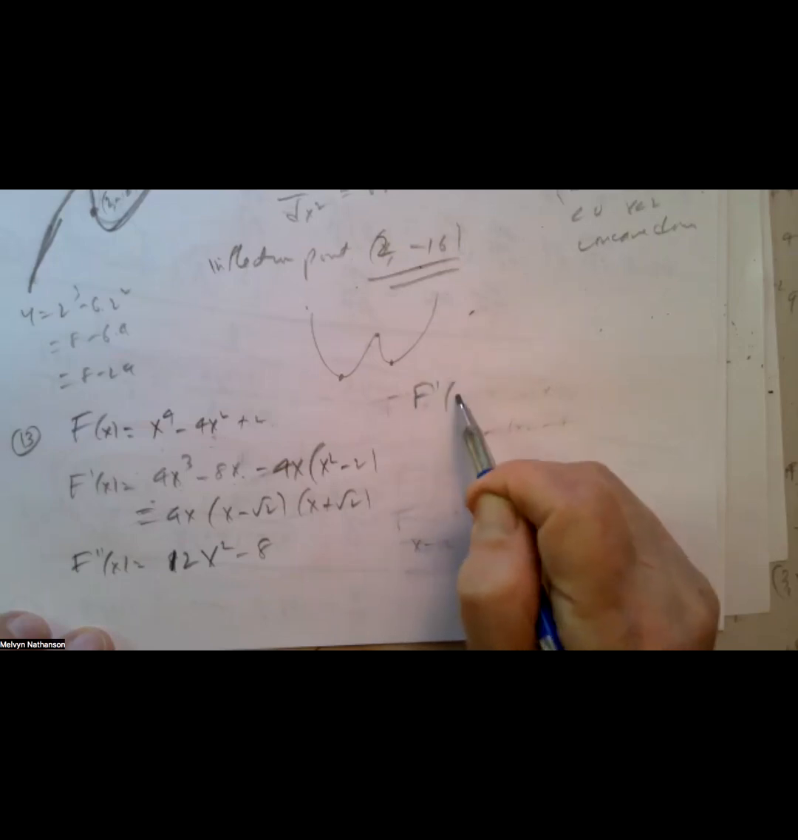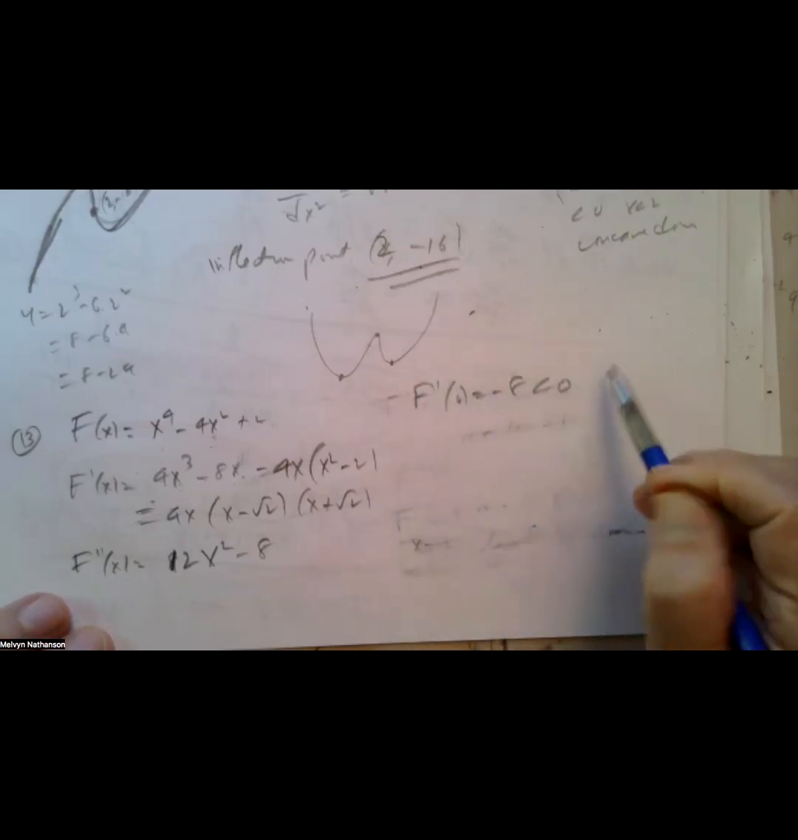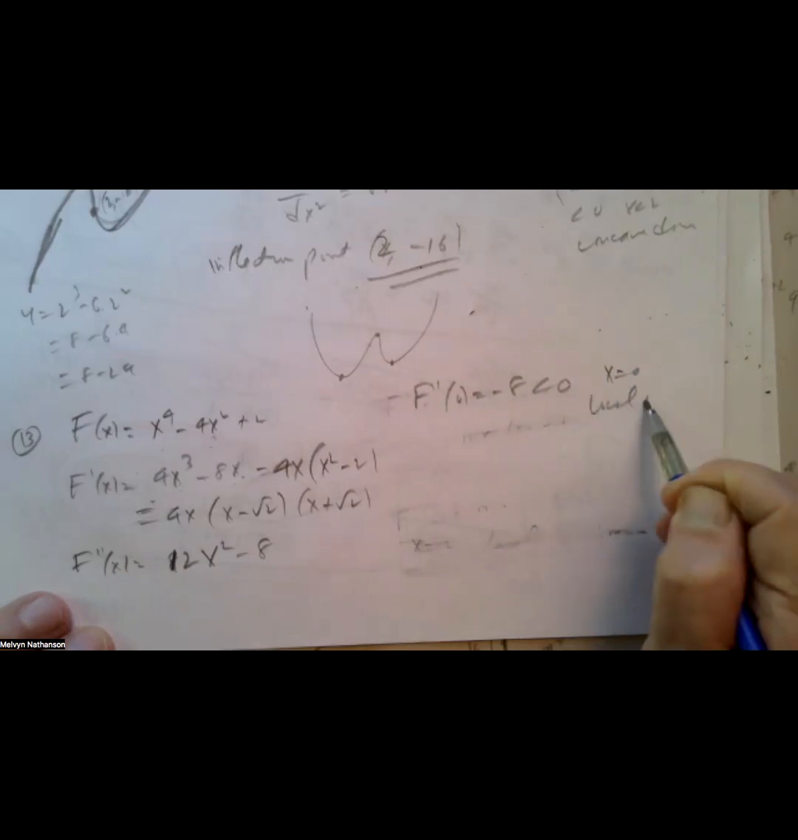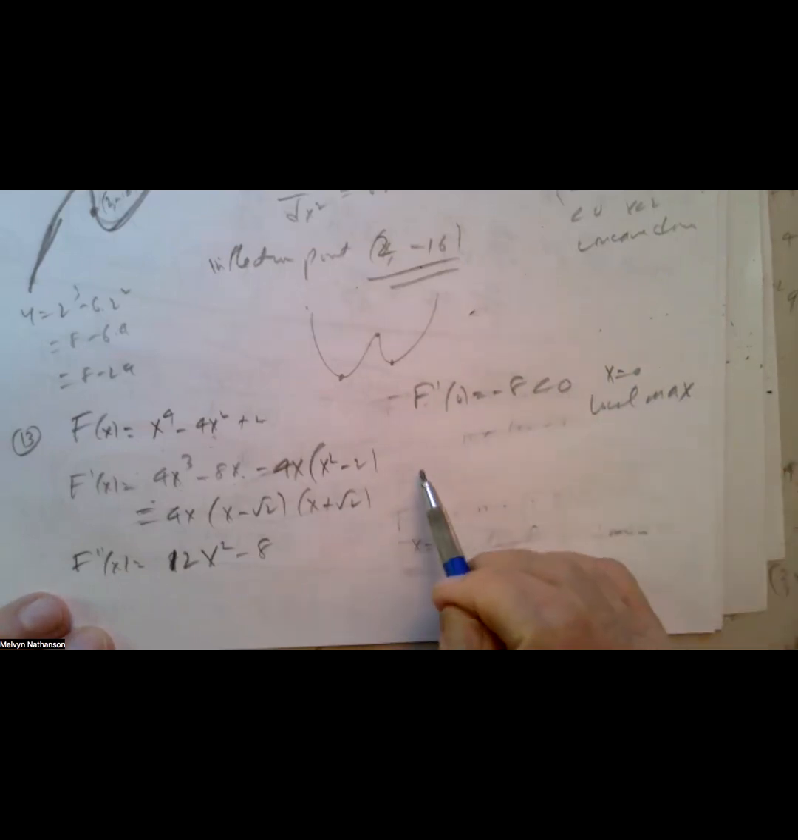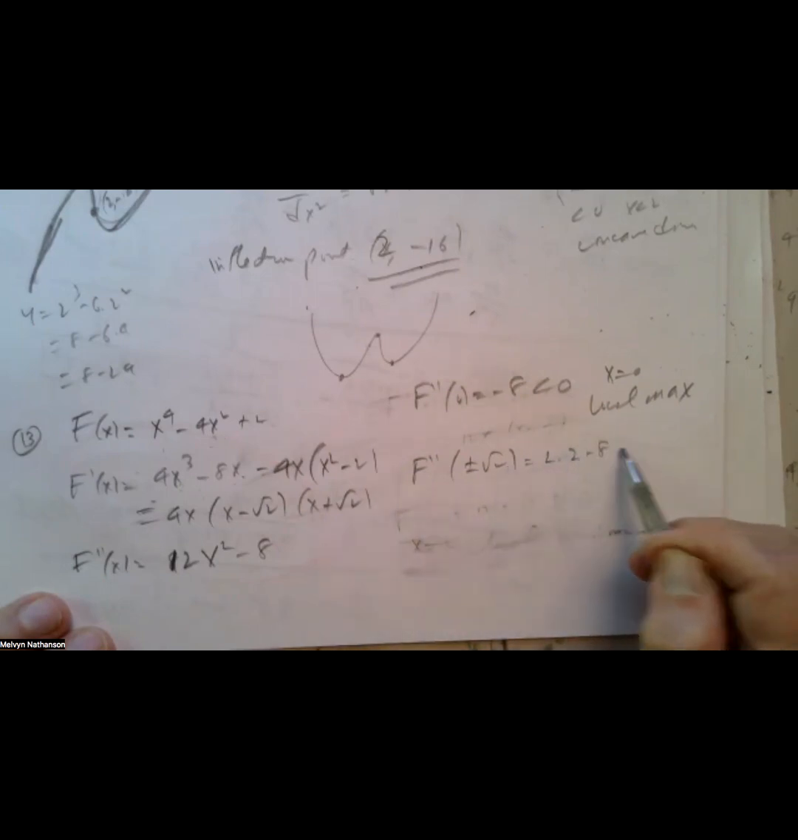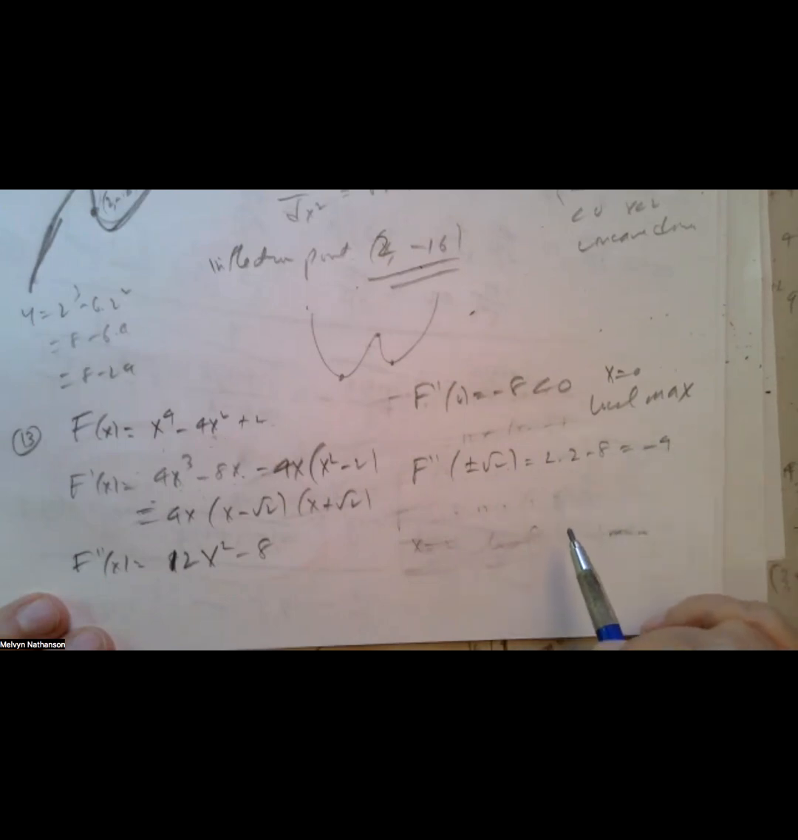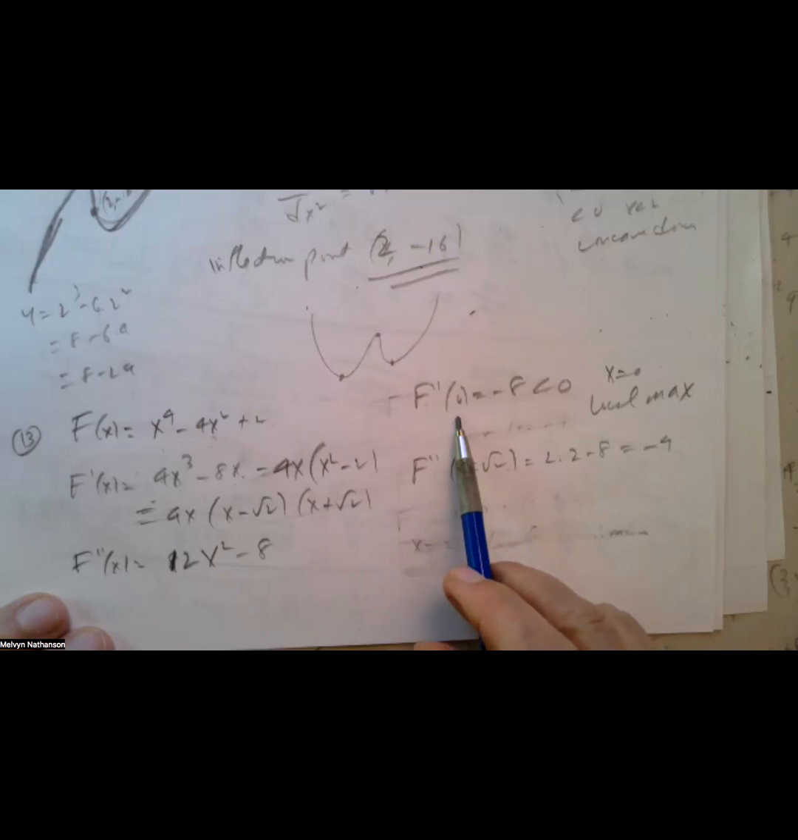So f double prime at 0 is minus 8, that's negative. So x equals 0 is a local maximum. What are the critical points? Where this is 0: plus or minus root 2 and 0. At plus or minus the square root of 2, I get 2 when I square this. 2 times 2 minus 8 is minus 4. Oops, let's see. F double prime of 0 is minus 8. Again, something isn't good here.